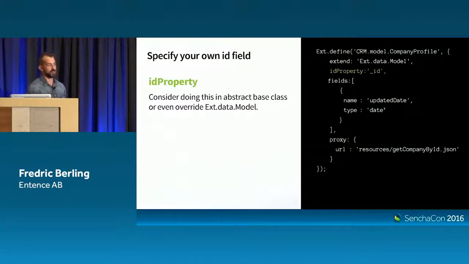If we start with the ID property, that's simple. We have a config on the data model. It says ID property is underscore ID. It defaults to ID without an underscore. Easily said. Consider doing this in an abstract class if you're always using this, so you don't need to specify it always. Because if you forget it, it might work, it might not work.